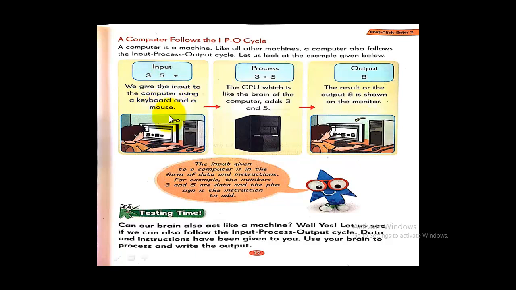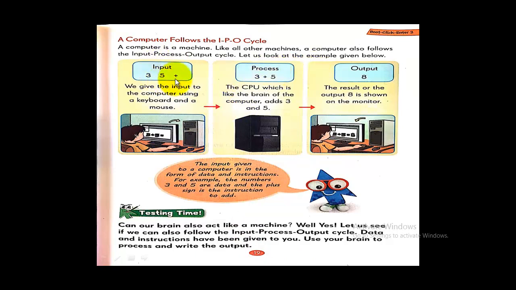it is processed. Now what is processed? The process is addition. Now we add the numbers 3 and 5. Now 3 plus 5, the answer we get is 8. Now let's see how it is processed. 3 plus 5. Now 3 and 5 are added here.